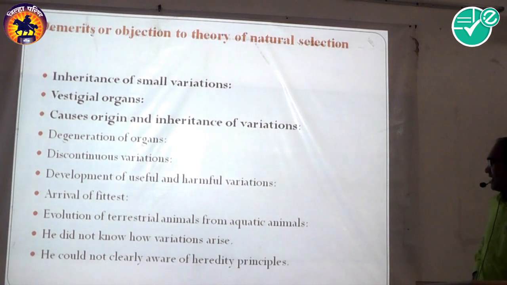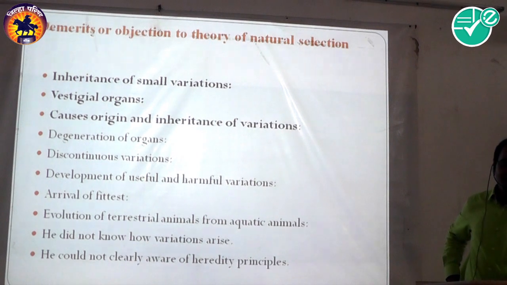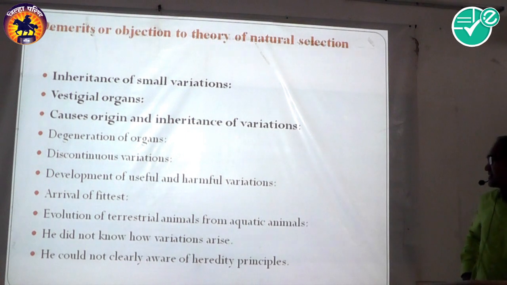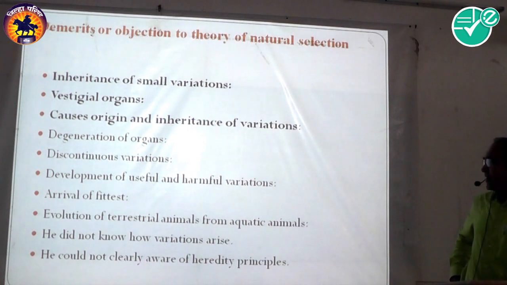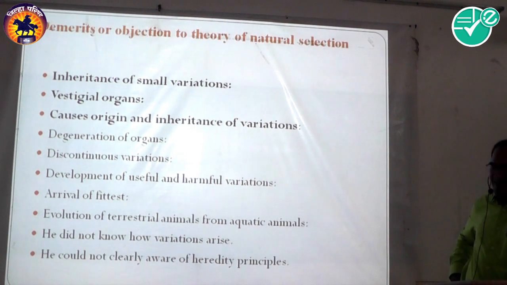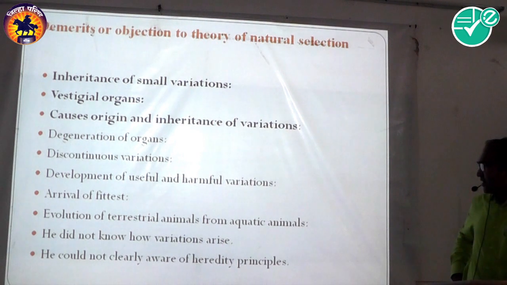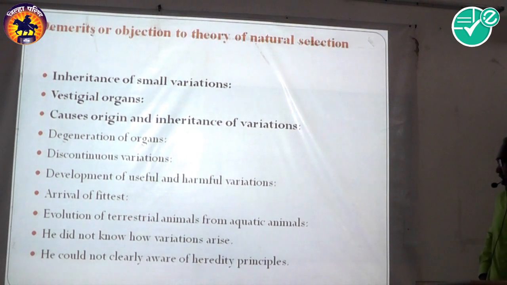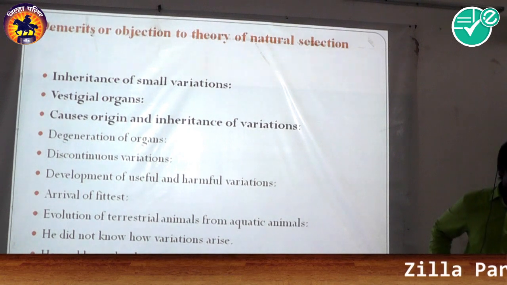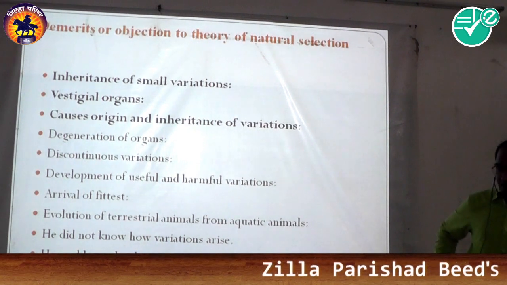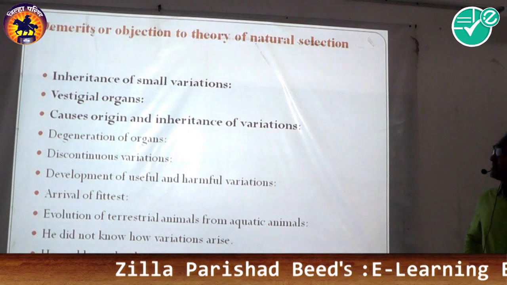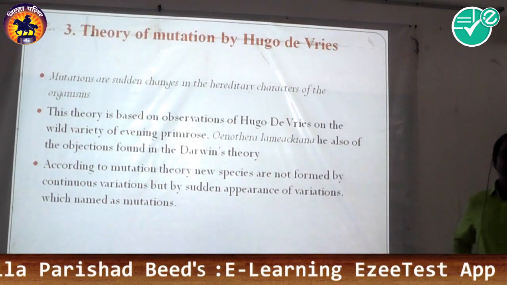Evolution of the terrestrial animals from the aquatic animals. Darwin failed to explain how the terrestrial animals developed from the aquatic animals. He did not know how variations arise. Darwin was completely unaware of how variations arise. He was not clearly aware of the principle of heredity. So the principles of heredity, which came after Darwin, cannot be explained by Darwin.